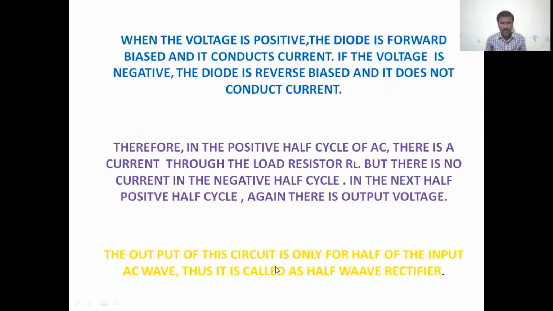The output of this circuit is only half of the input AC wave. Thus it is called a half wave rectifier. We are giving a full wave, that is, positive half wave and negative half wave both are considered as a full wave, but the output of this circuit is only for half of the input AC wave. Thus it is called a half wave rectifier.